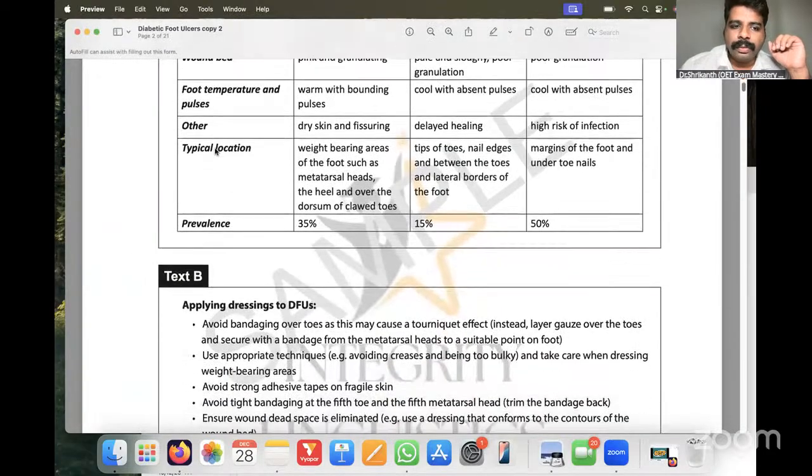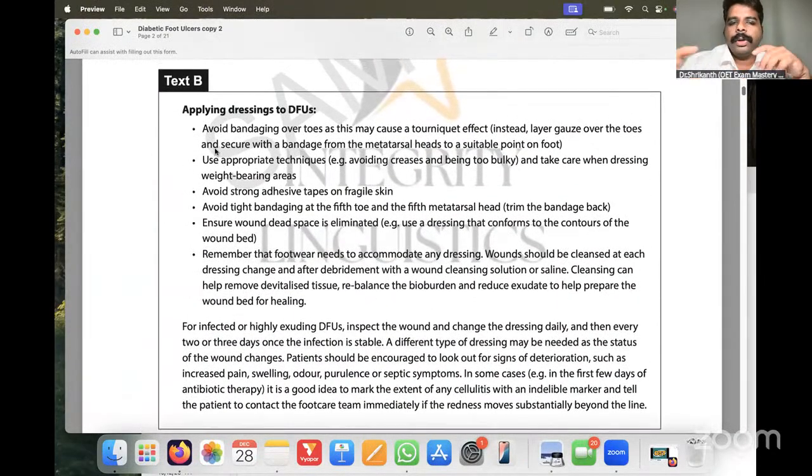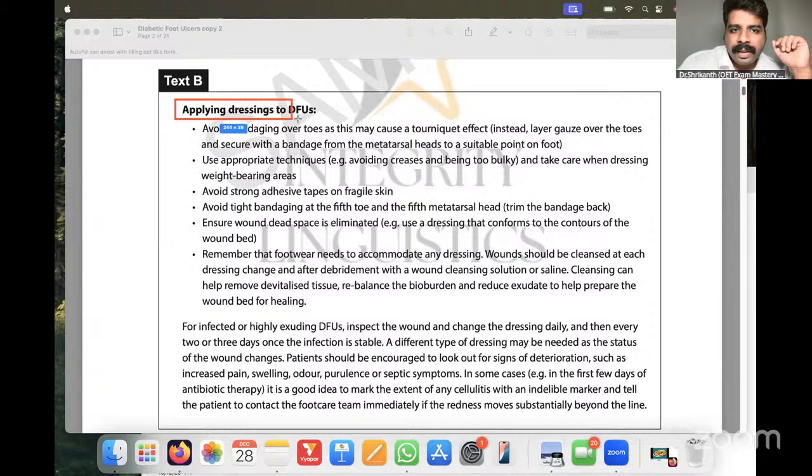Now let's come to text B over here. What is the heading you see over here? The heading is applying dressings to DFUs. Applying, so here it is application. If a patient has a diabetic foot ulcer, there are certain dressings and how we are to apply those dressings, and there are instructions for it.